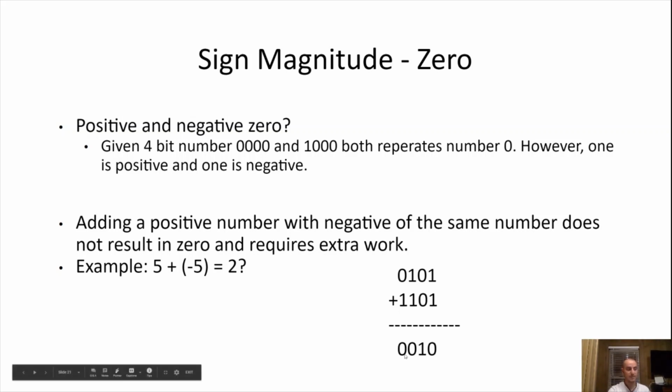So that is not 0, that's gonna be 2. So there's something off, we cannot directly work with this. Of course we could convert this and do some other operation to get around it, but if we just add them, we're not gonna get 0.